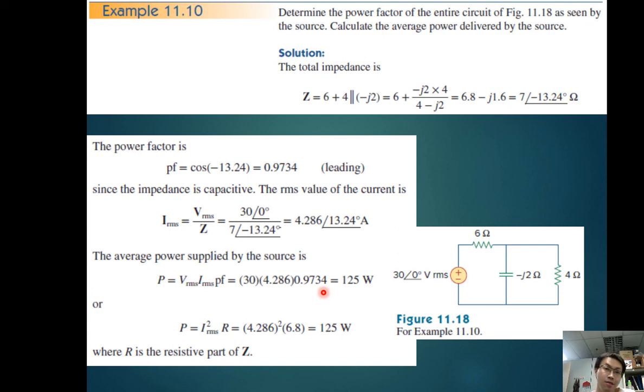And then I need to find something. And then yeah, I can also find it another way like this.